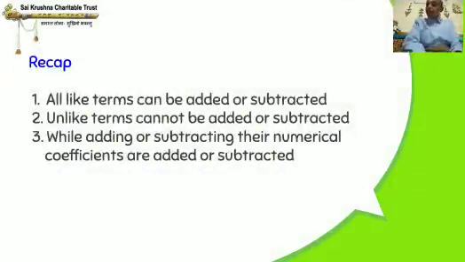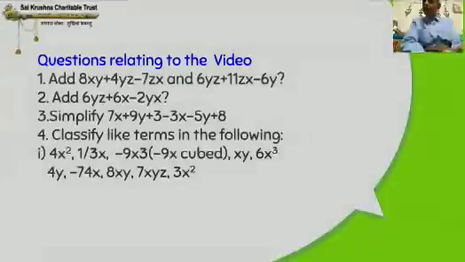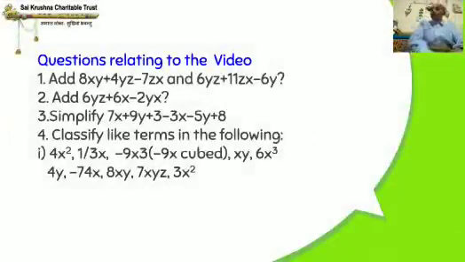Now let us recall. Point one: all like terms can be added or subtracted. Point two: unlike terms cannot be added or subtracted. Point three: while adding or subtracting, their numerical coefficients are added or subtracted. So I repeat this once again. Only the numerical coefficients are added or subtracted.